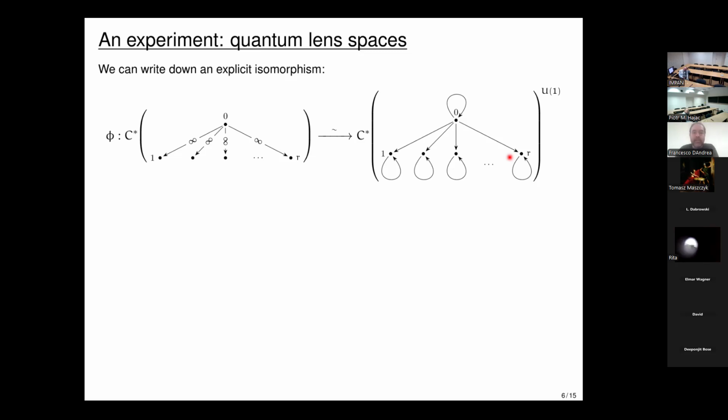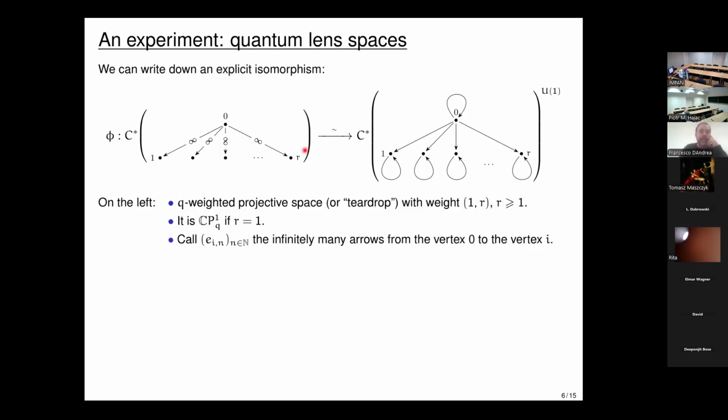So here you have again one amplified graph, and the graph which is obtained from it by replacing infinitely many arrows by a single arrow and adding loops to all the vertices. For the graph on the left, the amplified graph, R is a positive integer. You have R plus 1 vertices, one on top, which I call 0, and the others are called 1 to R, and you have infinitely many arrows from the vertex 0 to each one of the vertices on the bottom.